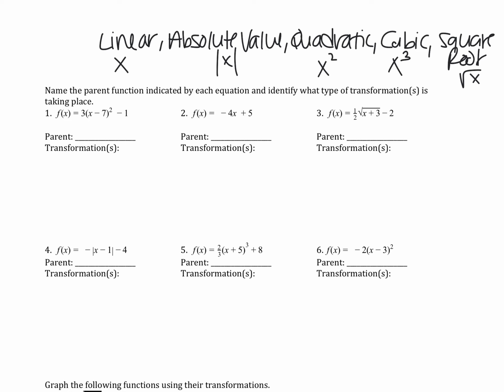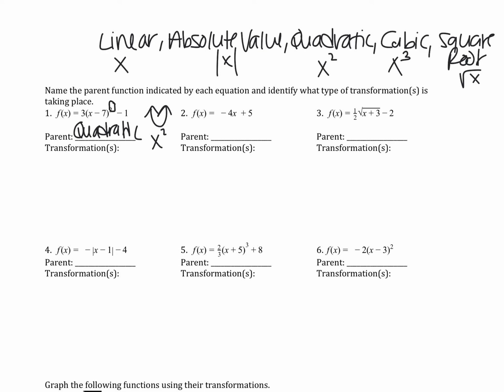So if we look at number 1. If I look, what gives this one away is the exponent of 2, so that tells me that it's quadratic. And if we think about quadratic, if we get in the habit of identifying the shape it will make, it will help below once we start graphing. So our parent function is just x squared. We need to identify the transformations that are taking place, and we will just go from left to right.